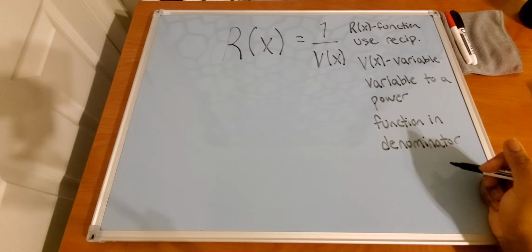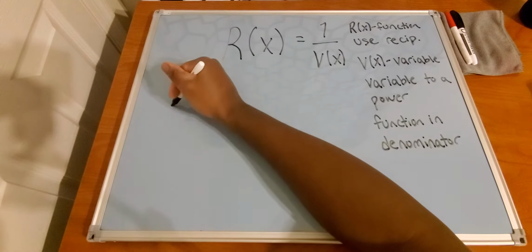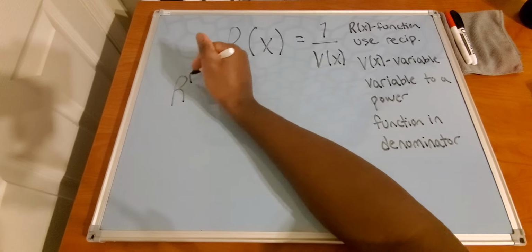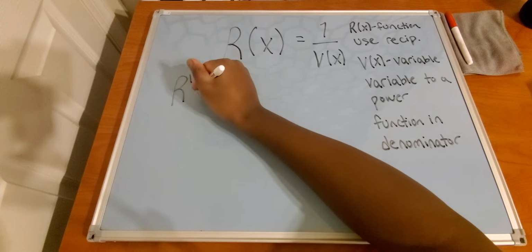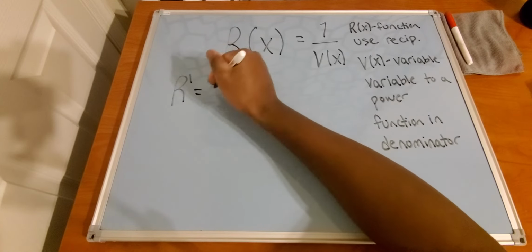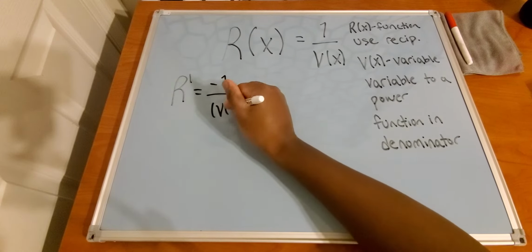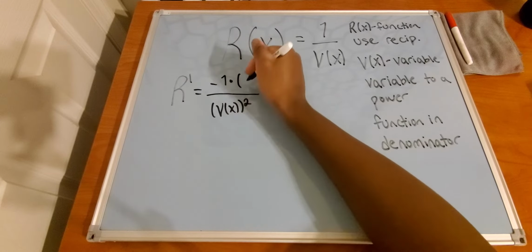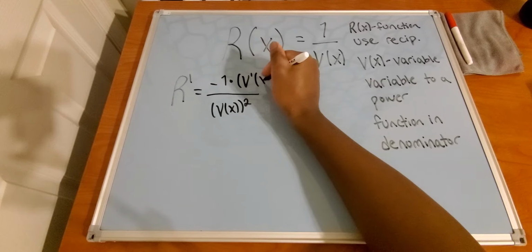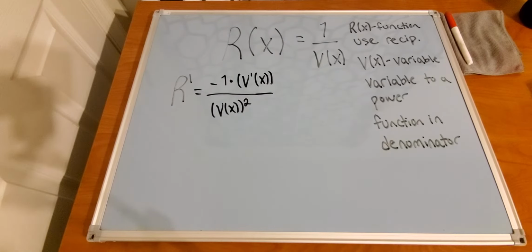So with that in mind, when you actually want to find the derivative of this, I'm just going to use prime notation because it's the quickest one to write. So we'd say the first derivative, r prime, is equal to -1 over the bottom function or variable squared. And then up in the numerator, we multiply that by the derivative of whatever that function is. So that is the reciprocal rule.